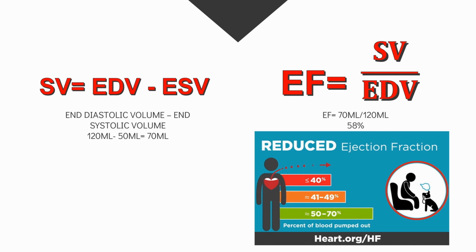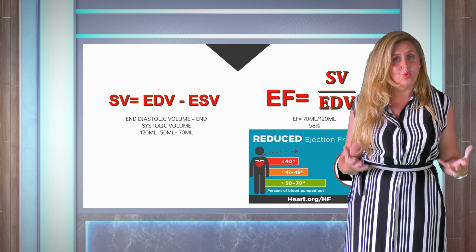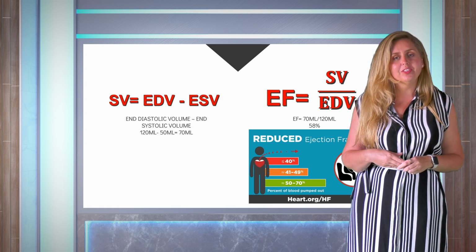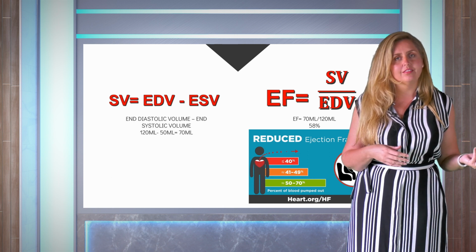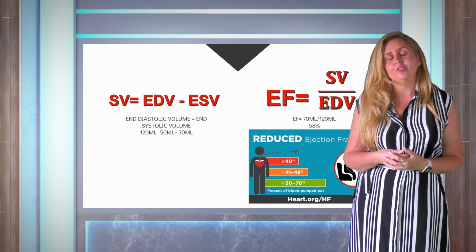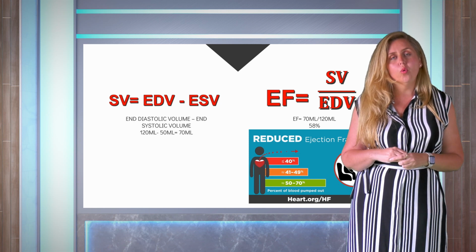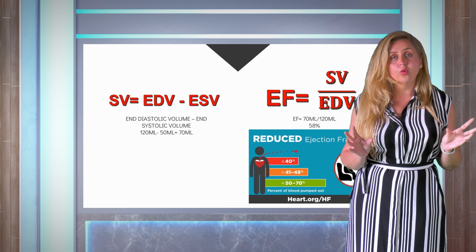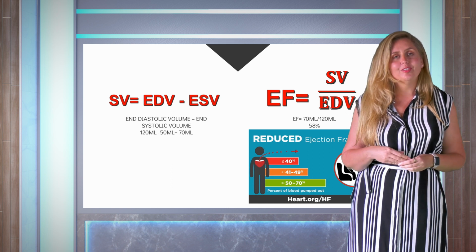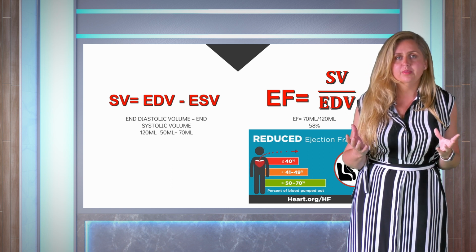So if our end diastolic volume was 120 mils and our heart managed to have a stroke volume of 70 mils, so 70 mils of the 120 was squeezed out, that will give us a 58% ejection fraction. And that is completely normal. A normal ejection fraction is 50 to 70%. None of us have 100% ejection fraction. We're not looking for metric goals here for percents for ejection fraction. We're looking for 50 to 70%.